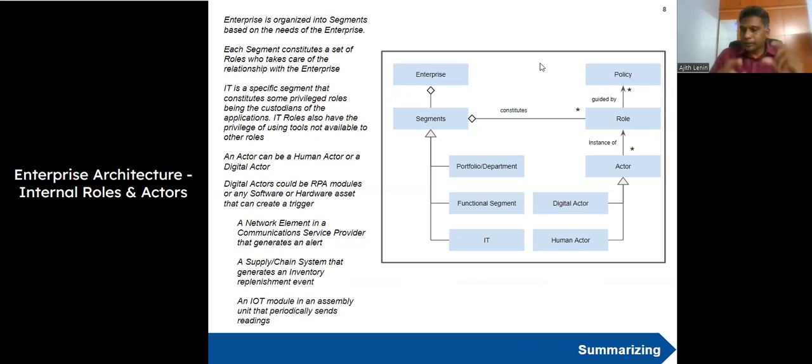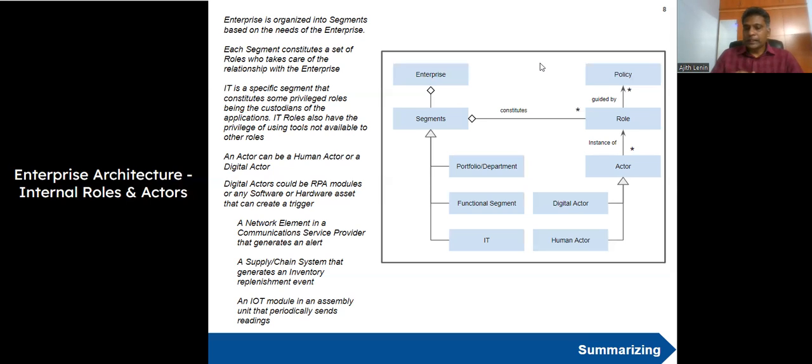Just like parties consist of roles, each segment also has a set of roles, so a set of employees performing a certain role. Each role can have instances of actors, basically the employees or whoever is acting on behalf. And these actors again could be a digital actor or a human actor. Each of these roles is guided by a set of policies. So it is the same kind of structure on the external role and internal role perspective.